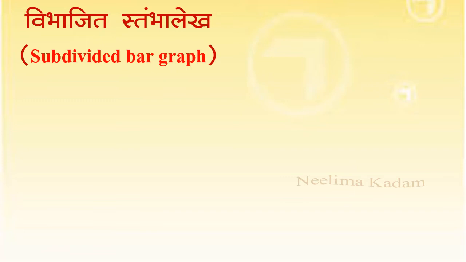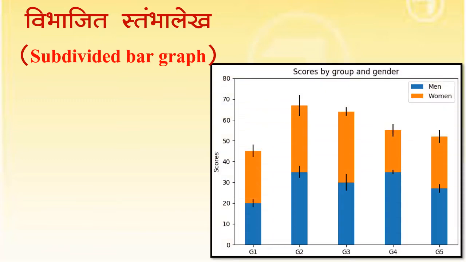आपण विभाजित स्तंभालेखाबद्दल यावर्षी माहिती घेणार आहोत. आता विभाजित स्तंभालेख म्हणजे काय? या ठिकाणी तुम्हाला एक आलेख दिसत आहे, एक ग्राफ दिसतो आहे आणि या ग्राफ मध्ये एक सिंगल बारच तुम्हाला दिसतो आहे, राइट? So what is subdivided bar graph?